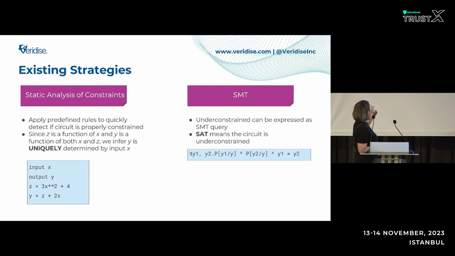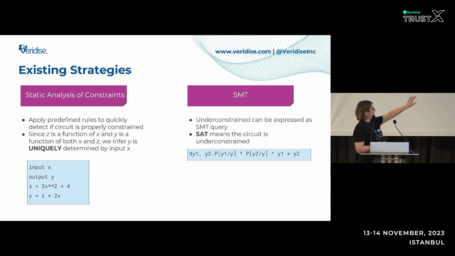So in this particular case, since z is a function of x and y is a function of both x and z, it means that we can infer, based on the structure of the code, that y is uniquely determined by input x. So in this case, we have a constrained output signal, right? So everything looks clear. But we have another, more expensive technique, which is using SMT solvers.